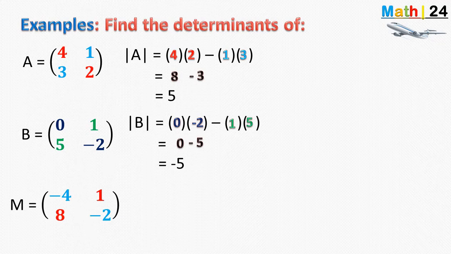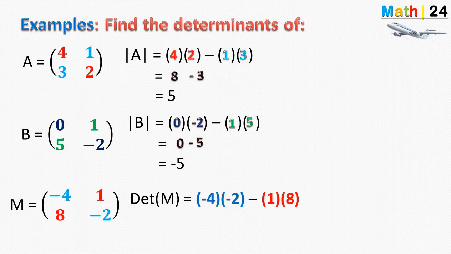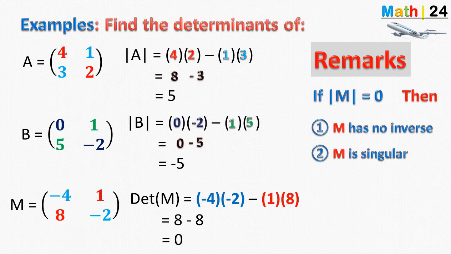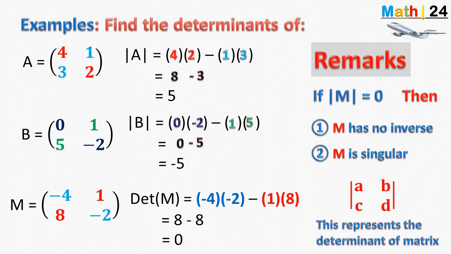And now for M, having entries minus 4, 1, 8, minus 2, we will have minus 4 times minus 2, minus 1 times 8. Simplifying gives us 8 minus 8, which equals 0. Whenever the determinant of a matrix equals 0, we say the matrix has no inverse, and the matrix is singular. Note, the determinant of a matrix can also be denoted by the absolute value sign with the matrix in between.